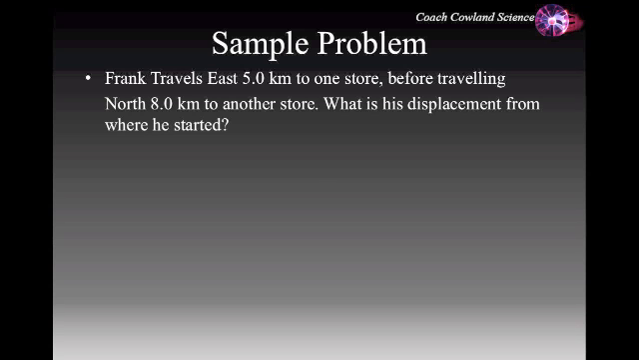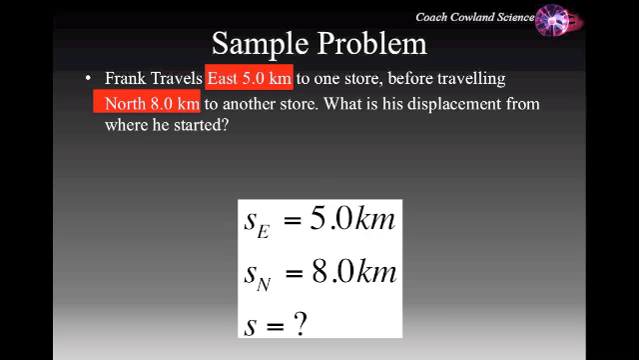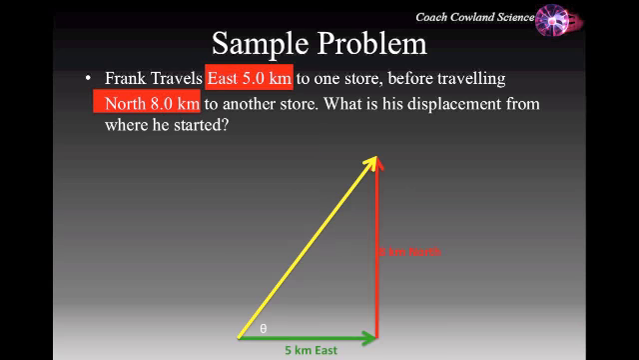Let's look at a sample problem. Frank travels east 5 kilometers to one store before traveling north 8 kilometers to another. What is his displacement from where he started? First, I identify my data. Next, I list my variables and my unknown. My diagram gives a physical idea of what's happening.